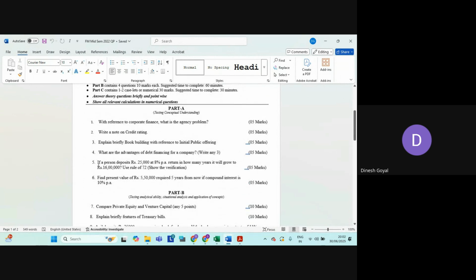So see, this is also the same. This we have already discussed. 5,000 and 16 lakh was given, 60,000. The question tells how many years it takes to double, so this has to be solved by the same method. You can try this on your own. Then find the present value of rupees 5,50,000 required 5 years from now if compound interest is 10% per annum.